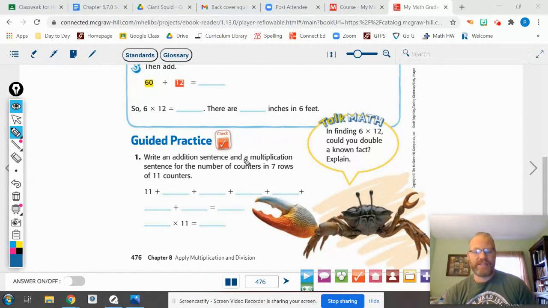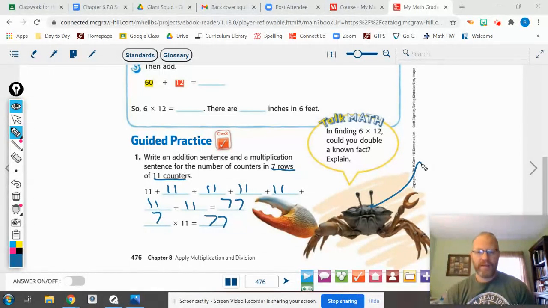Write an addition sentence and a multiplication sentence for the number of counters in 7 rows of 11. We're going to write an addition sentence, so we're just going to count 11 seven times. 11 plus 11 plus 11 plus 11 plus 11 plus 11 plus 11. Now we have 1, 2, 3, 4, 5, 6, 7. 7 11s is 77. So 7 times 11 is 77.